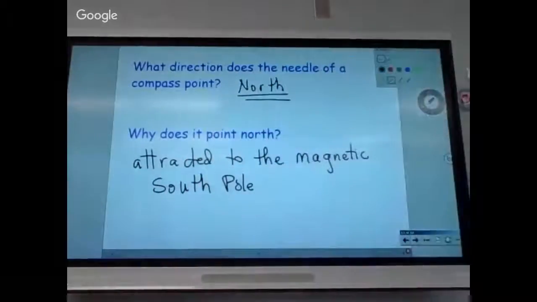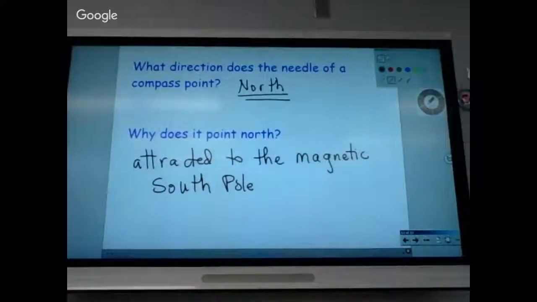Compass needles point north. Why do compass needles point north? They're attracted to the magnetic south pole. The magnetic south pole is at the North Pole. That's why they always point north. So those of you who've learned how to read a compass in JROTC, that's why. They're pointing north because that's where the south is at. North and south do what to each other? They attract each other. Does that make sense?